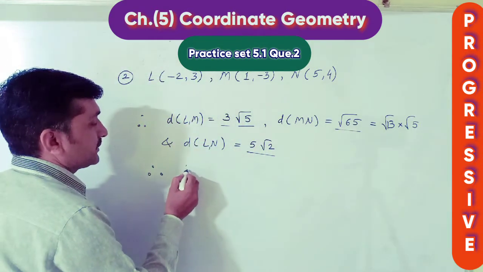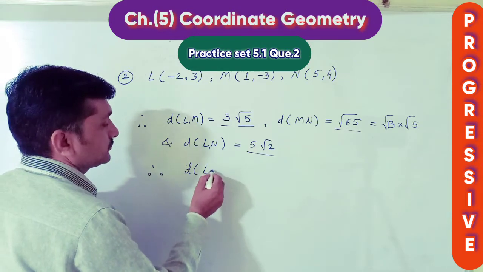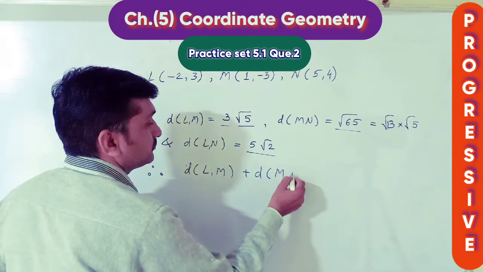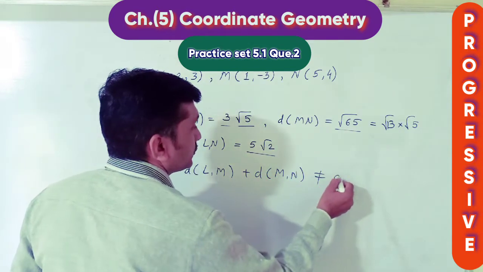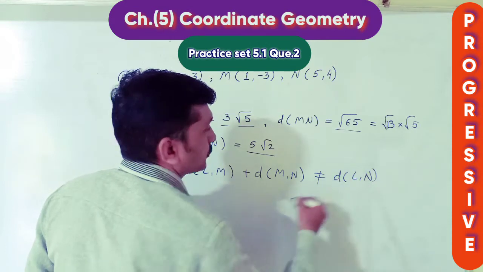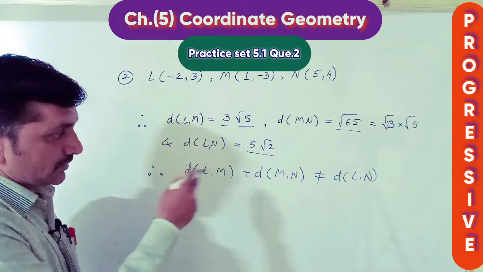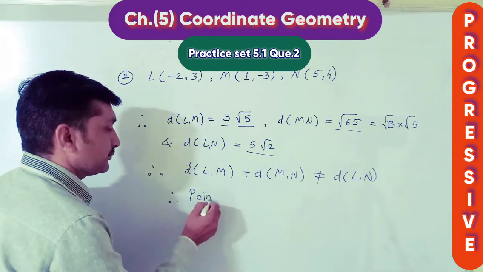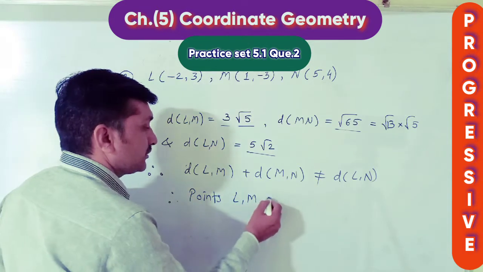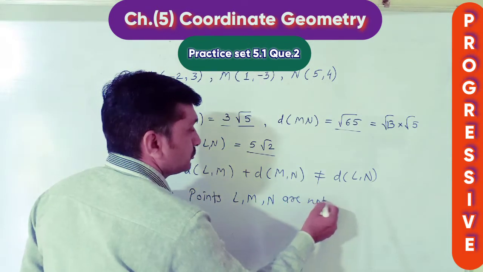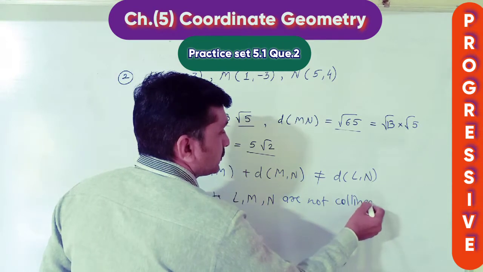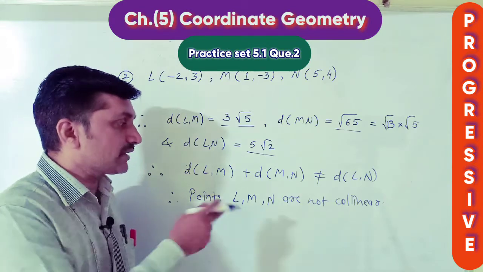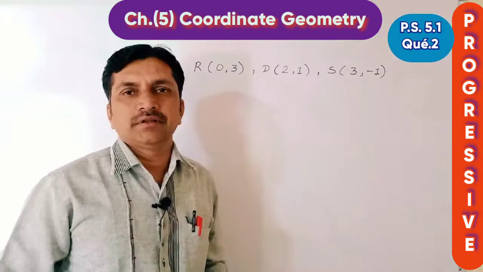Therefore, we can write here distance LM plus distance MN is not equal to distance LN. Not equal. And if the condition is like this, we don't get that, we can say here points L, M, N are not collinear. If we get the sum of any two distances equal to the third, then we will write here points are collinear. Let's see example number 3.